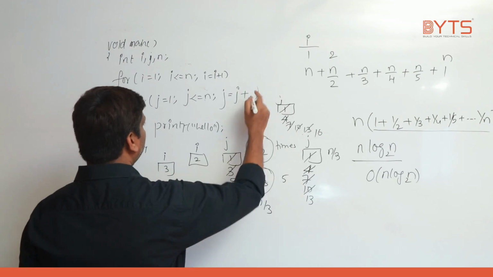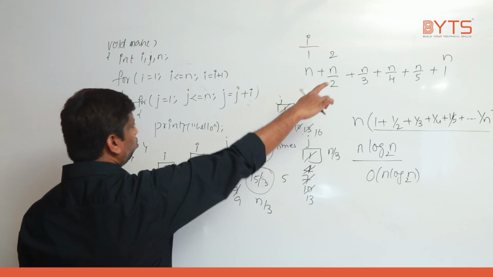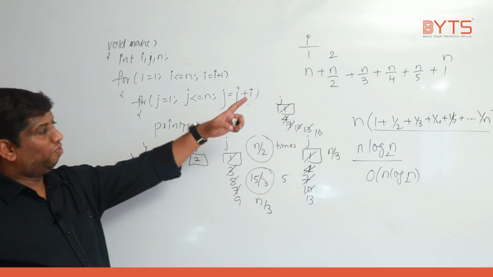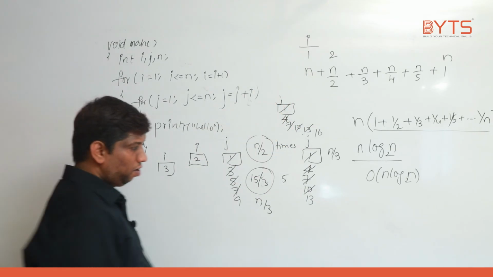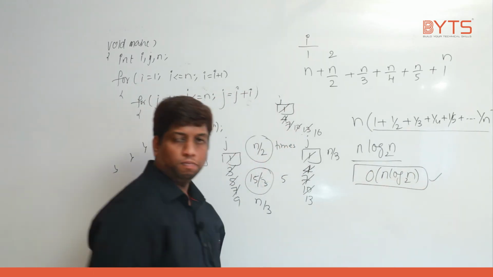If you put here i, what is the value of i first time? 1. So n times; second time 2 means n by 2, and it goes on. So what is the value of that entire expression? O of n log n. So this is the time complexity for the program.